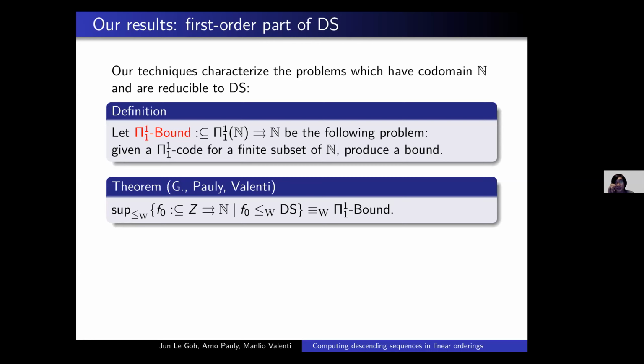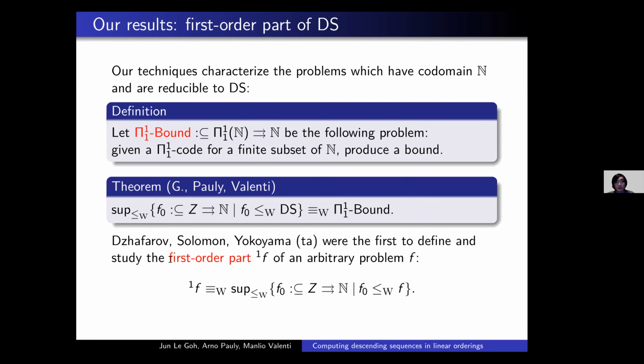But before that, I just want to say that this is an example of a first order part of a problem. This sup over here is the first order part of DS. And this idea of a first order part was defined and studied recently by Sanjana, Solomon, and Yokoyama. And they defined this for just arbitrary problems f. So for any problem f, you can look at this sup, and they showed that this sup is going to exist.